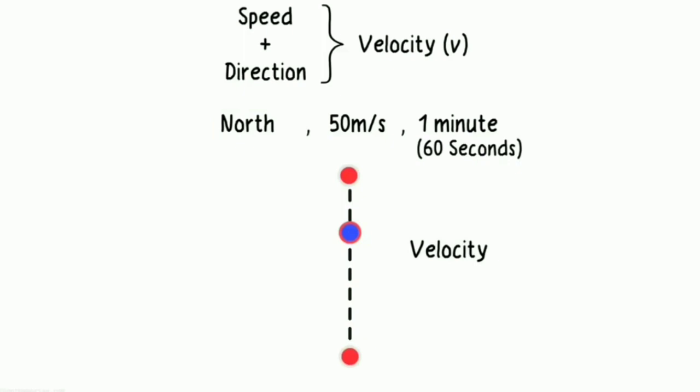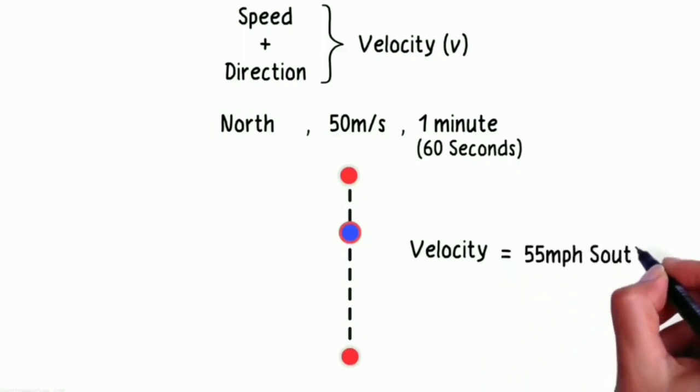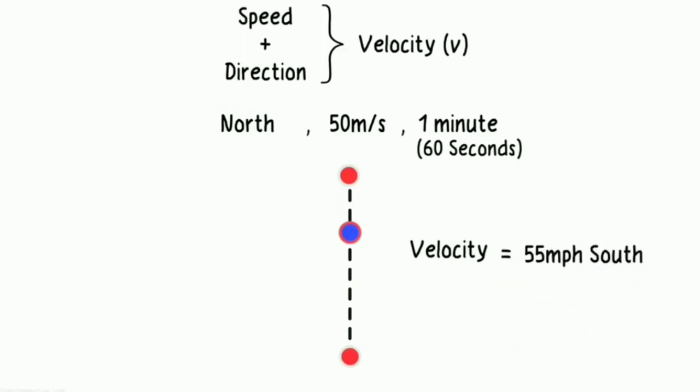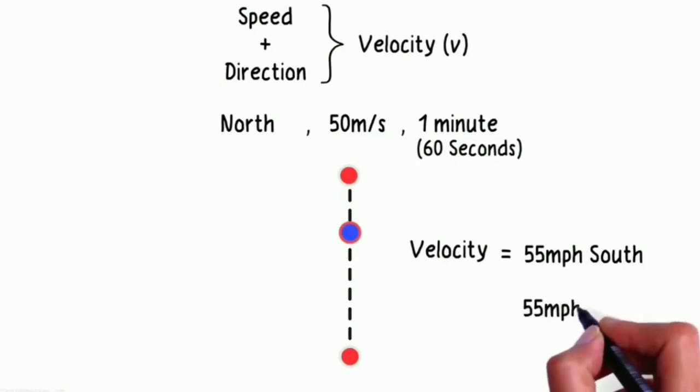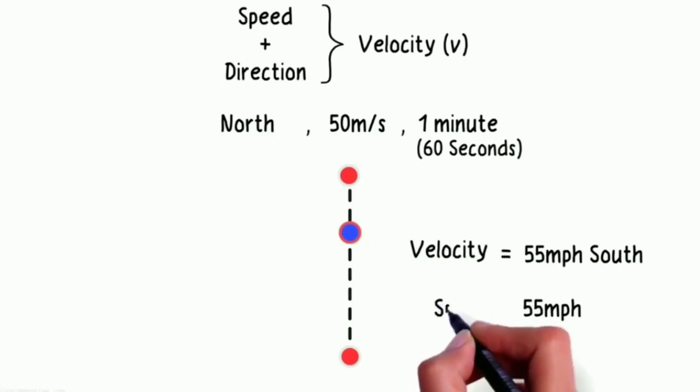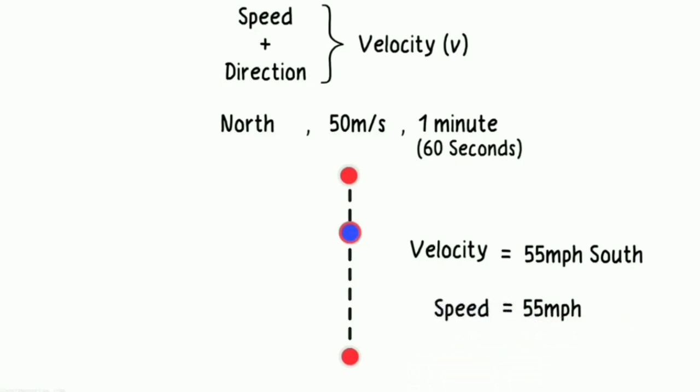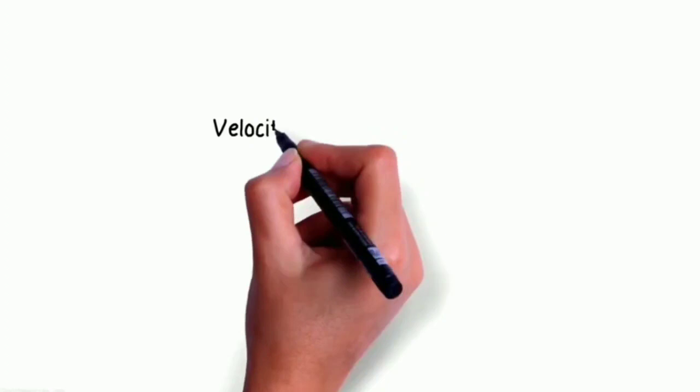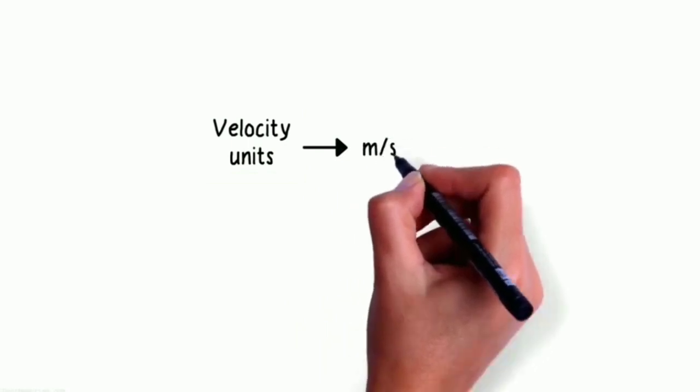Something like the car moved south at 55 miles per hour. If you do not mention the direction and just say the car moved at 55 miles per hour, you're not stating the velocity anymore. What you are stating is the speed. What do you think is the unit of measurement for velocity? The unit of measurement for velocity, just like speed, is meters per second.